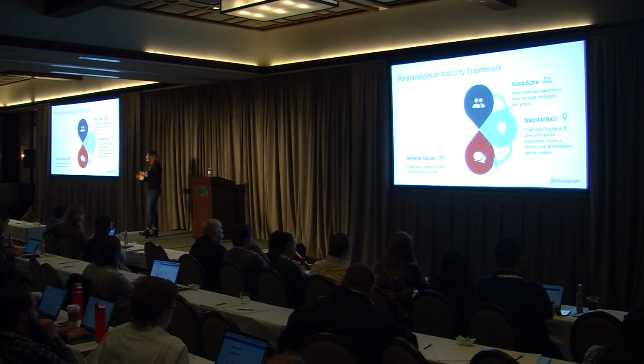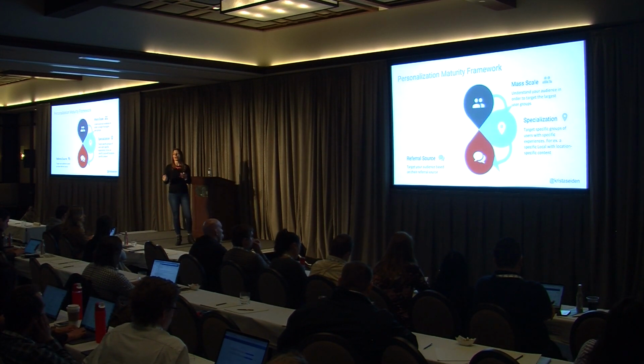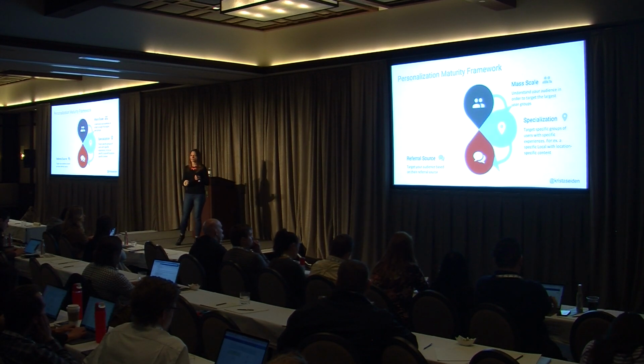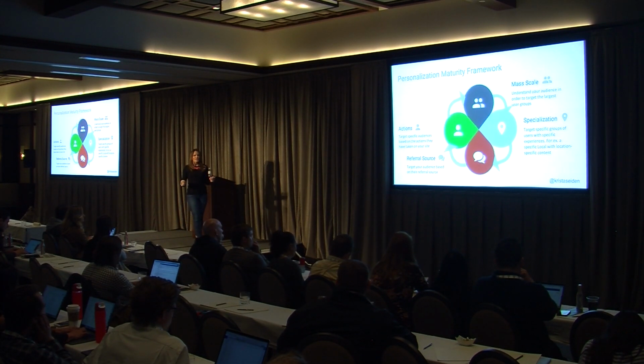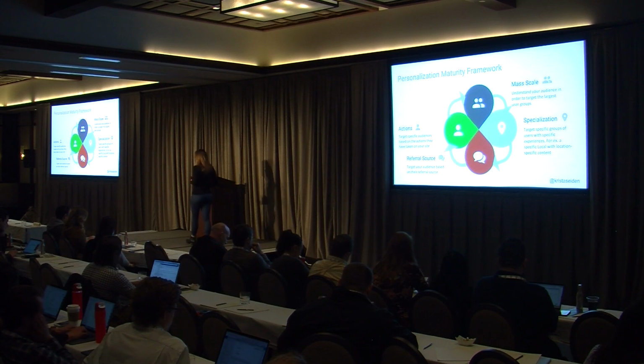Then we have referral source, really targeting people where they're coming from, using those UTM parameters or various other aspects to make sure that we're targeting them based on what we already know about them, in this case, the referral source. And finally, actions. They may have come to our site before, they've done a lot of different things on our site. We can use that information to then target an even more personalized experience.